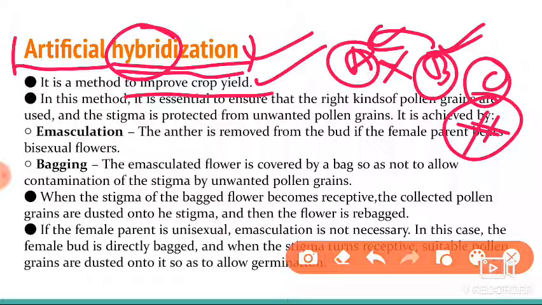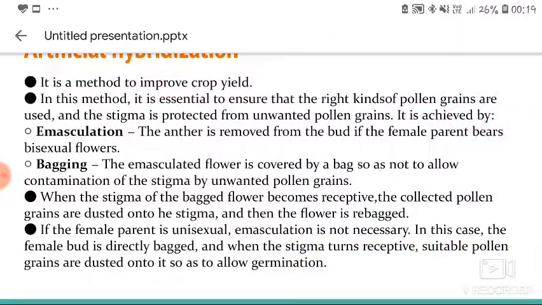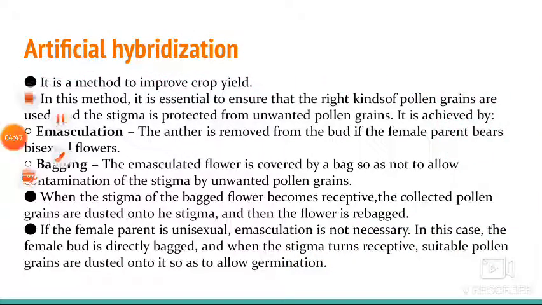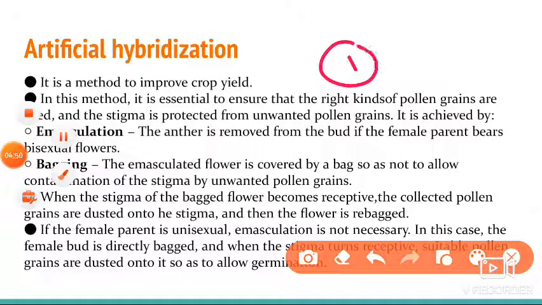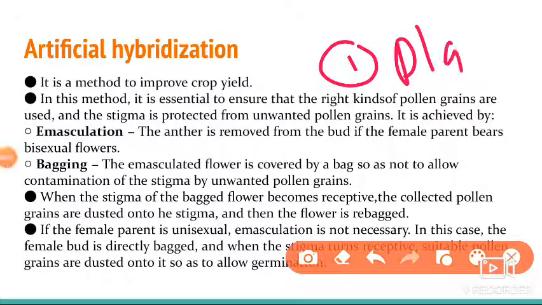In hybridization we first have to select the plant. After the selection, what are we going to do? First we have to select the plant, depending on what type of characters we want and need. From which plant we want pollen grains, that plant we have to select first. The first selection is very important.